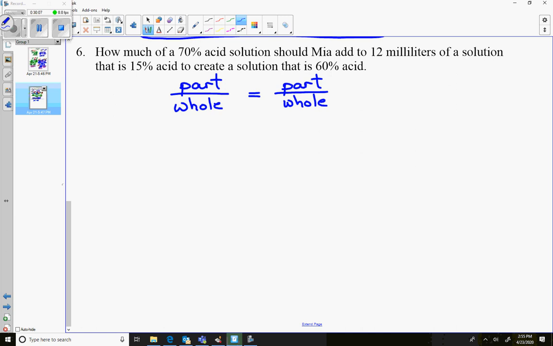So what we have is percent that is acid. How much of a 70% acid solution? So we know it's 70%, but 70% has no meaning by itself. It's got to operate on something. 70% of unknown, which we just call X, plus we're adding it to 12 milliliters, but those 12 milliliters are only 15% acid. So it's 15% of the 12.